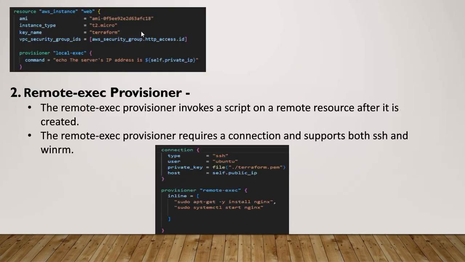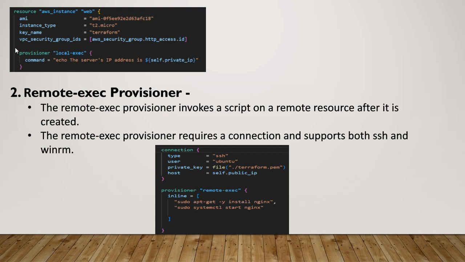So this is the example of a local provisioner. This is the resource block. Here I am going to create an EC2 instance. This is the AMI ID, instance type, key name, and this is the security group. We will come to the security group part at the end of the slide, why we need a security group also.